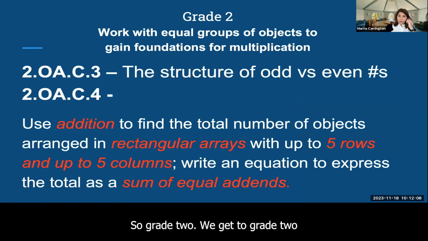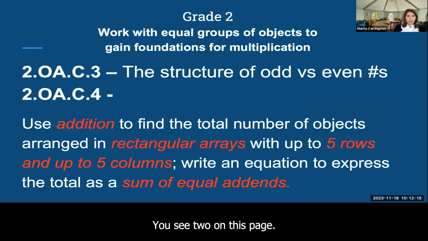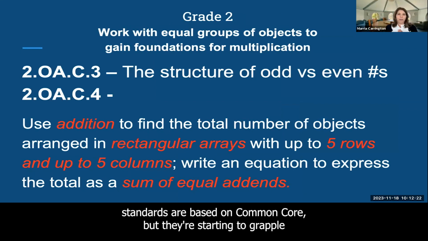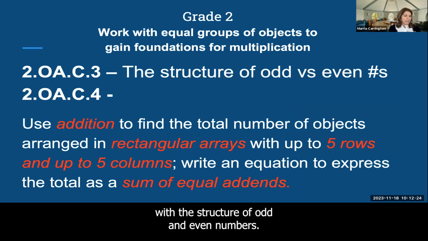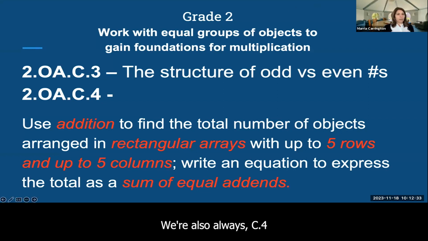So grade 2, we get to grade 2, and now we actually have 3 standards related to multiplication. You see two on this page. The first one, I just kind of abbreviated. Again, these standards are based on the Common Core, but they're starting to grapple with the structure of odd and even numbers. And so we're looking at groups of two, and how that plays into odd and even. We're also, OA.C.4 brings in the rectangular arrays up to 5 rows and 5 columns.